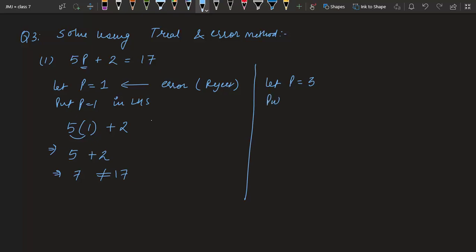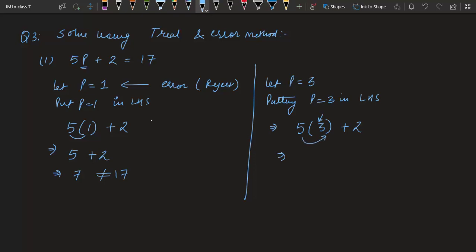So putting p equal to 3 in the left hand side, what will I get? 5 bracket 3 plus 2. So we have taken the left hand side and we have put the value of p as 3 to check the answer coming.